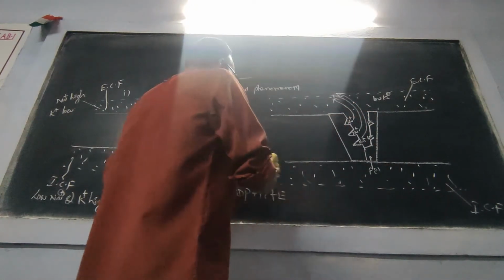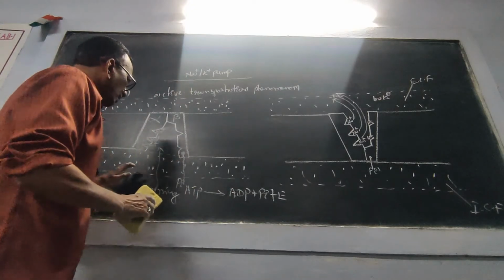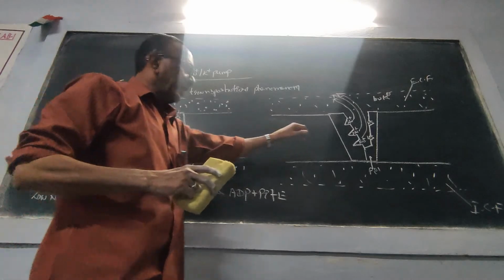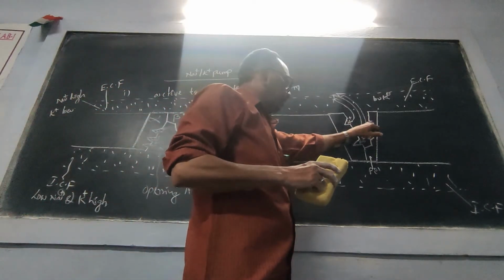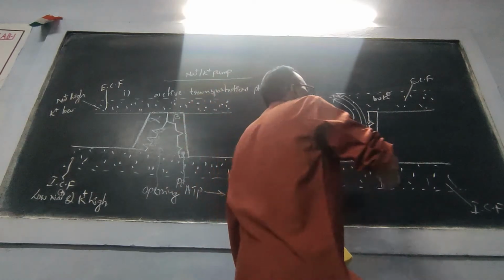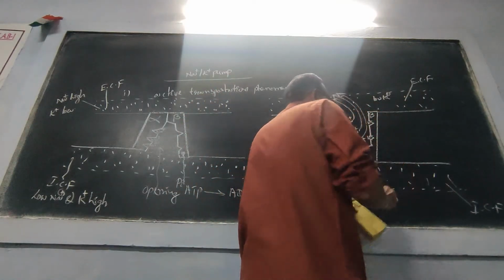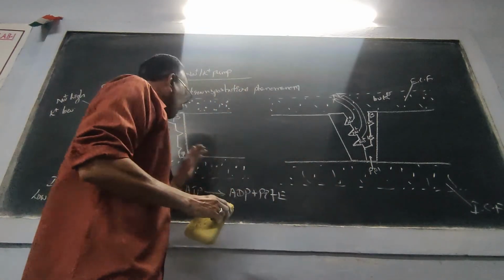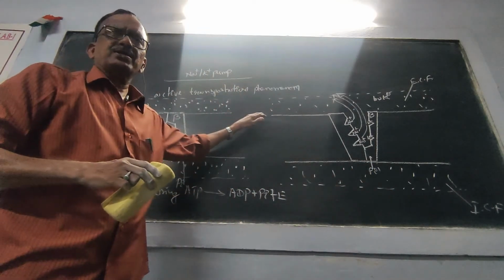Now, in the next diagram, what do we have to draw? Sodium ions, they have escaped. And potassium ions are lodged, or they are locked up in the sites of this beta subunit, which is carrying the inorganic phosphate. Now, this is nothing but the phosphorylation.